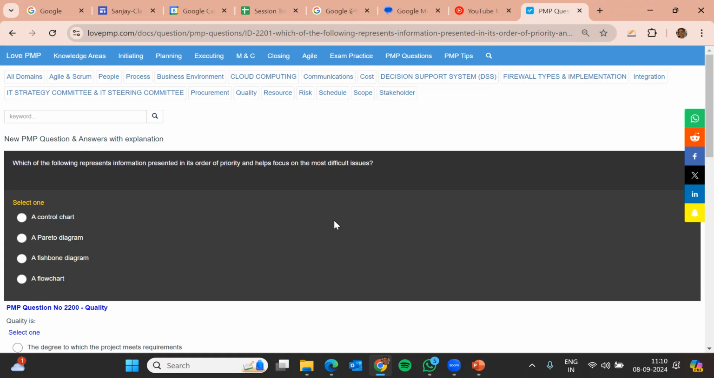Okay, Sanjeev, are you all ready? Yes. Everyone else, please answer the question mentally yourselves, and then reveal. To begin with, Sanjeev gets the first one. Which of the following represents information presented in the order of priority and helps to focus on the most difficult issue? Control chart, Pareto diagram, fishbone diagram.